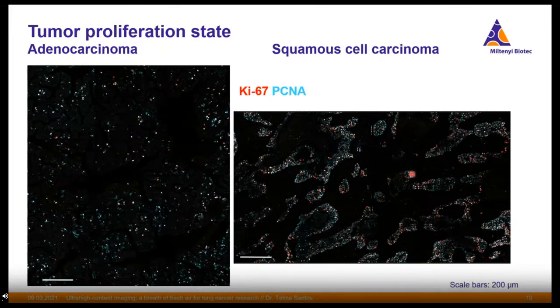In the squamous cell carcinoma, if we forget the necrotic areas, we see that in all the non-necrotic tumor cells, they are basically all in a highly proliferative state. So this tumor doesn't look good.